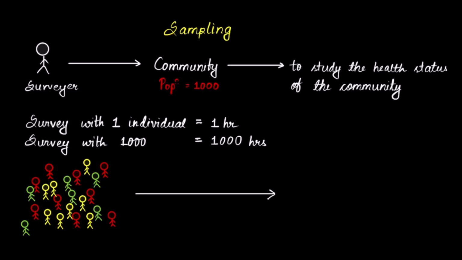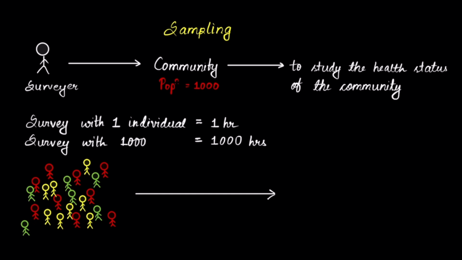Let's say a surveyor wants to carry out research in a community. He wants to study the health status of the community, and the total population of the community is 1000. For him to survey one single individual, it will take him 1 hour. And if he wants to survey all the individuals, that is all 1000 of them, it would take him 1000 hours, which is a long period of time. The surveyor does not have 1000 hours to give to his research.